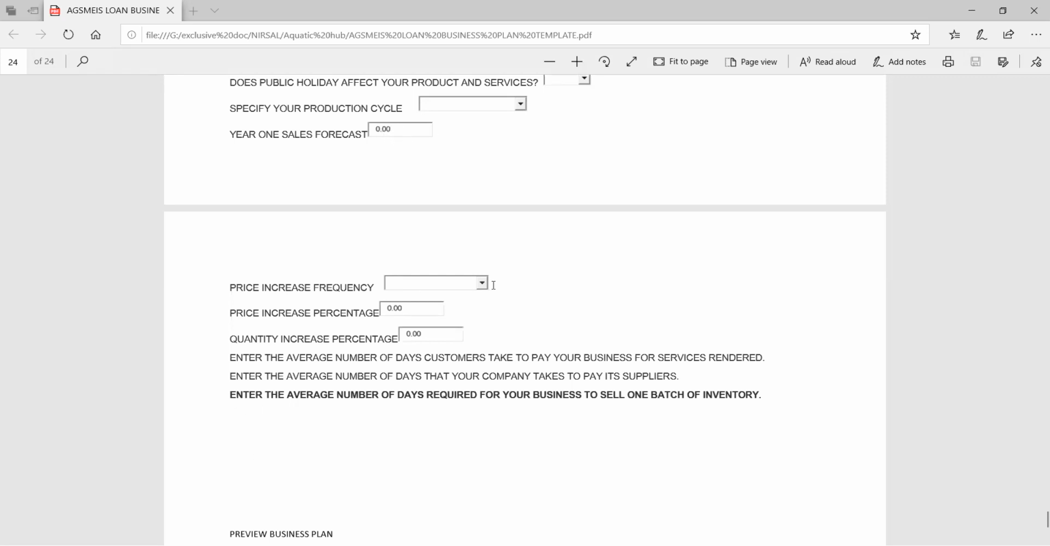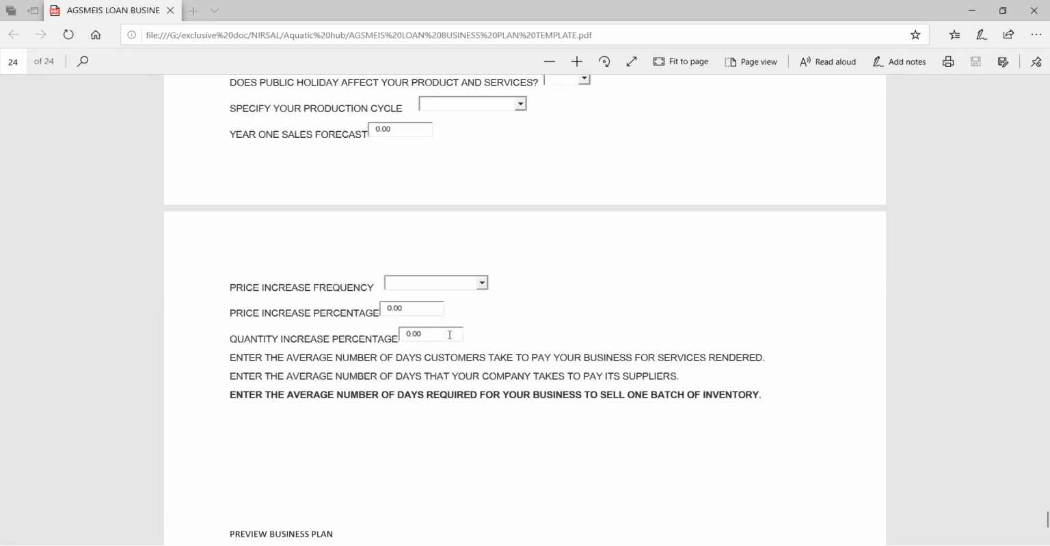Then, will there be price frequency or seasonality in your price? Will your price be changing on a quarterly basis, or on a monthly basis, or on an annual basis? You click here and specify. Then, what is going to be the percentage increase in price? Will price be increased by 10% or 20% periodically? Then you put the percentage here. Then your quantity per annum.